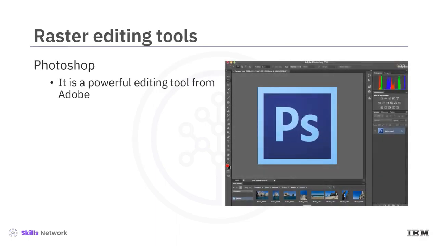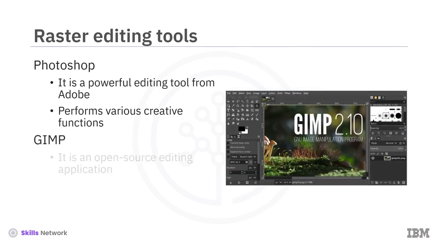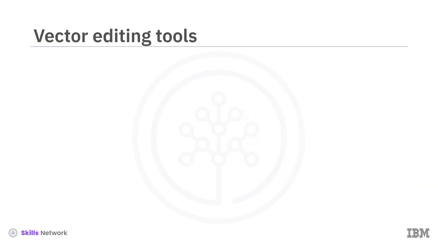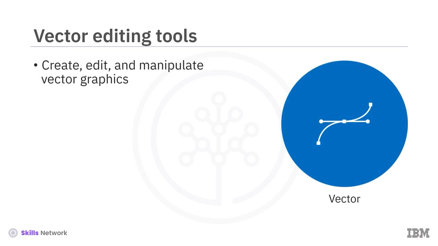Photoshop is a powerful raster graphics editing software application from Adobe. It allows designers to perform various creative functions, such as photo editing, graphic design, digital art, and image manipulation. GIMP is an open-source software application for raster graphics editing. Like Photoshop, GIMP provides a wide range of tools and features for tasks such as photo retouching, image composition, and graphic design. Let's now talk about vector editing tools. Vector editing tools are software applications that help create, edit, and manipulate vector graphics.